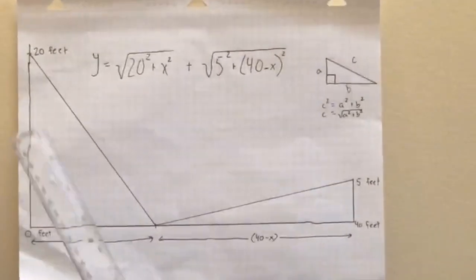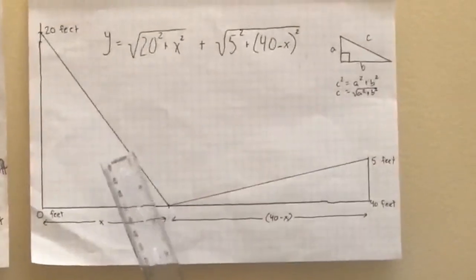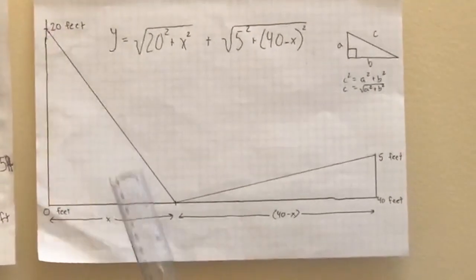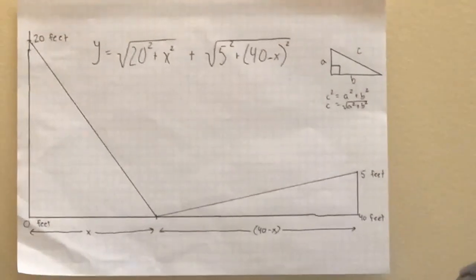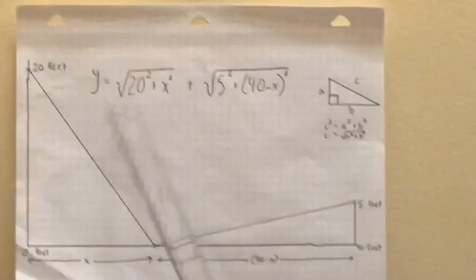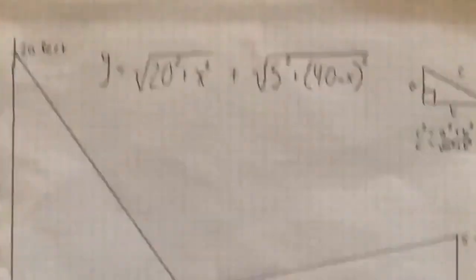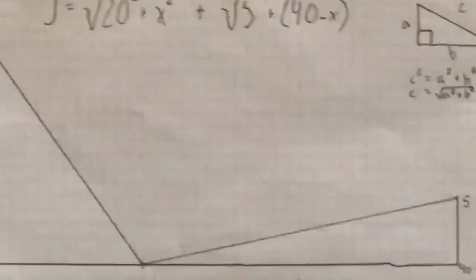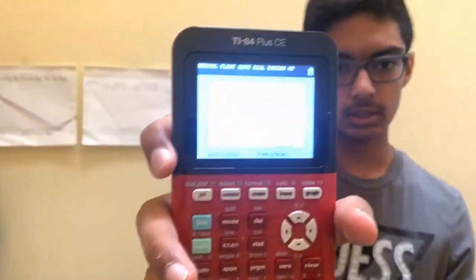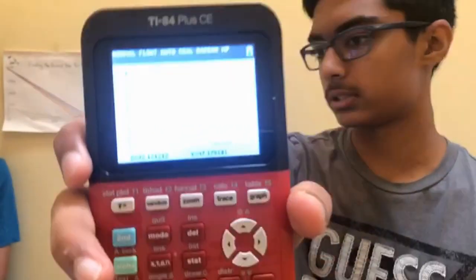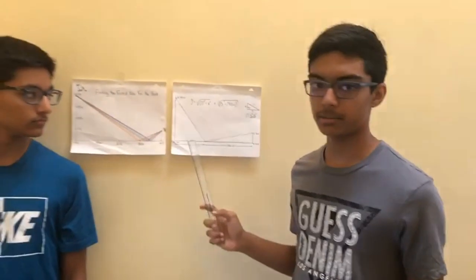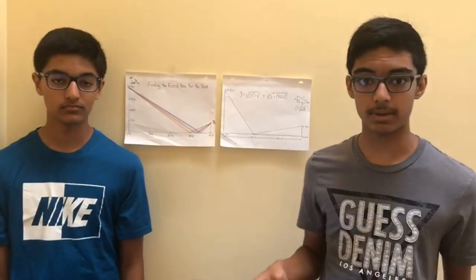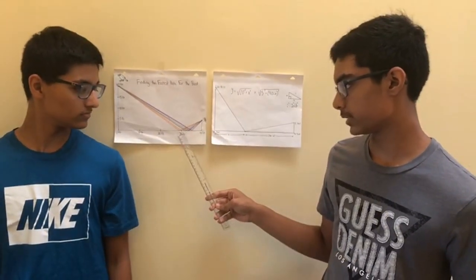So for this triangle, it'd be the square root of 20 squared plus x squared. And then for this one, it's going to be the square root of 5 squared plus (40 minus x) squared. So this is the equation that you get at the end. And then I put the equation into my graphing calculator. And I got that x is about 32 feet when the bird hits the ground. So as you can see, x is 32, and I think you got this as well. So now we know that the spot that the bird should fly to get the fastest flight path is going to be at 32 feet.